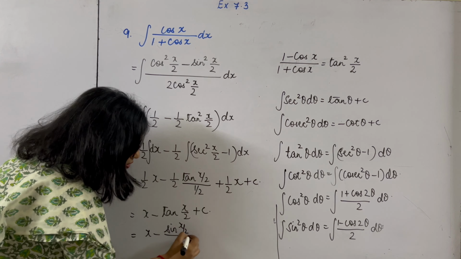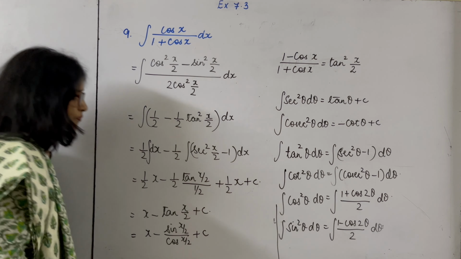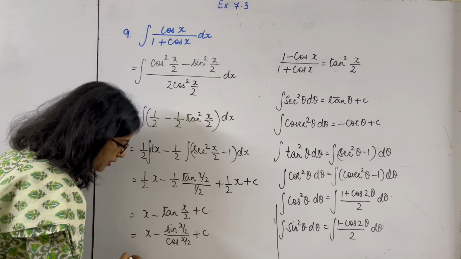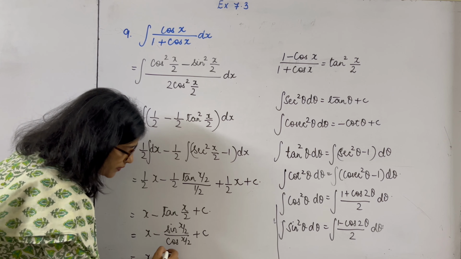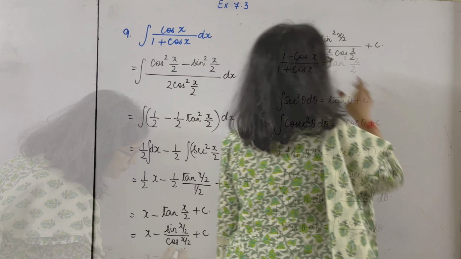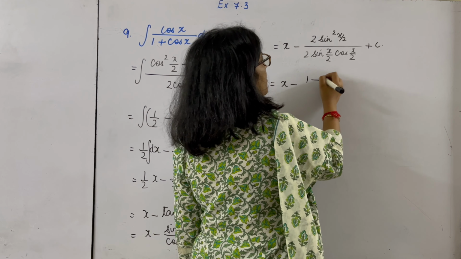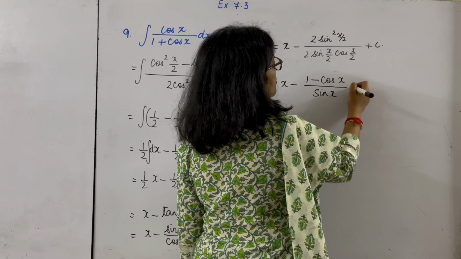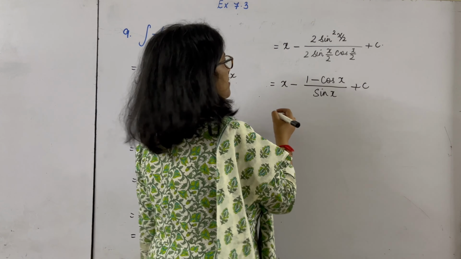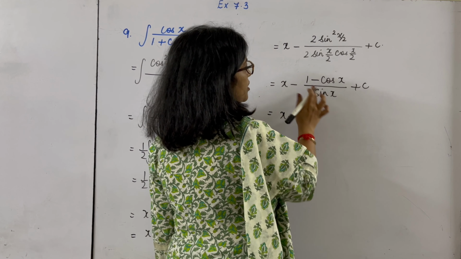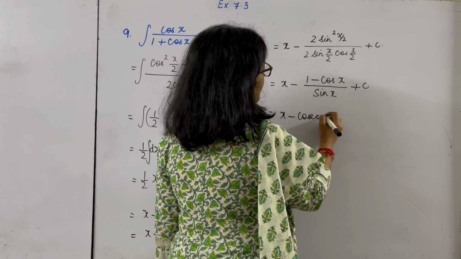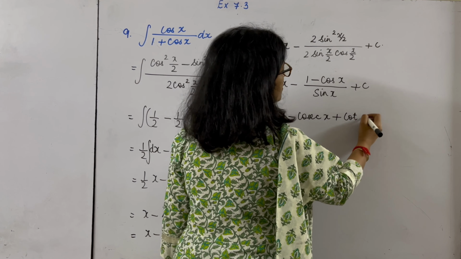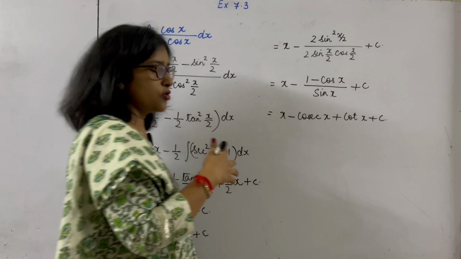So if I want to convert this to be like the previous one, we'll multiply and divide with 2 sine. So 2 sine square x by 2 is 1 minus cos x and the denominator is sine x. So now you see it got converted to x. Now if I separate this out, 1 upon sine x is cosec x and minus minus will become plus, cos upon sine is cot x, and that's the answer like the previous one. So both the answers are correct.